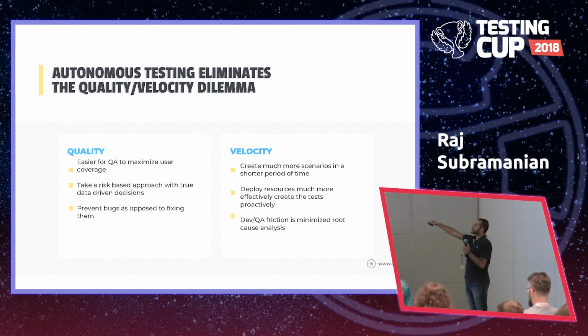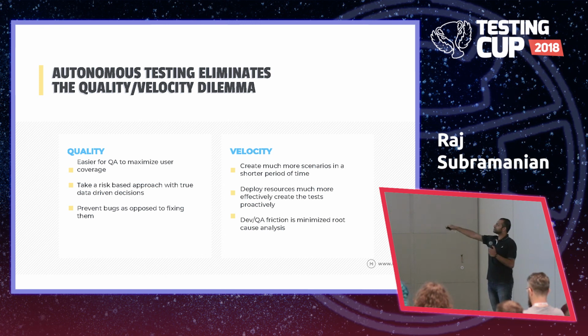In terms of velocity, you can create more scenarios in a short period of time, because using AI, it's going to monitor different actions and user interactions, and then it's going to create the tests, right? And then you can deploy resources much more effectively to create tests. And finally, you can also do root cause analysis really quickly, because the AI is going to tell you these are some issues happening, and it helps to pinpoint your problem, right?